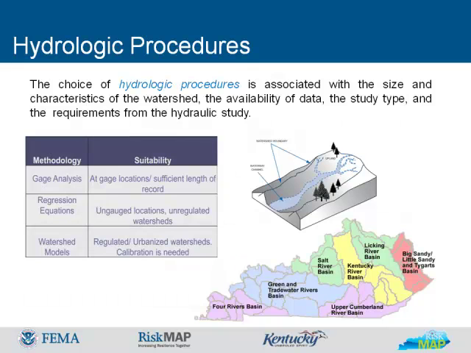A hydrologic study is the study of the movement, distribution, and quality of water. The hydrologic cycle does not stop at political or corporate borders. The boundaries of RiskMAP study areas are defined by the watershed. For RiskMAP studies, the United States is divided and subdivided into successively smaller hydrologic units which are classified into 4 levels: regions, subregions, accounting units, and cataloging units.